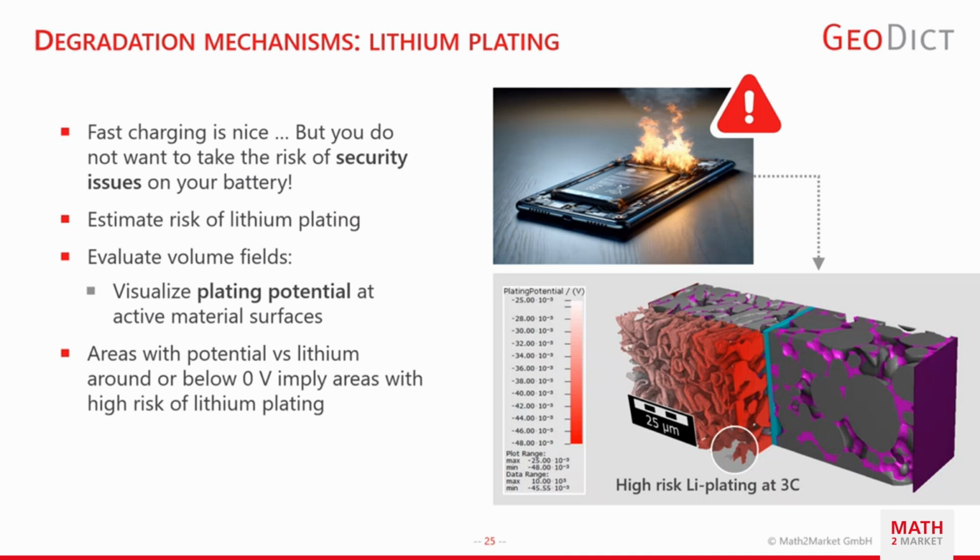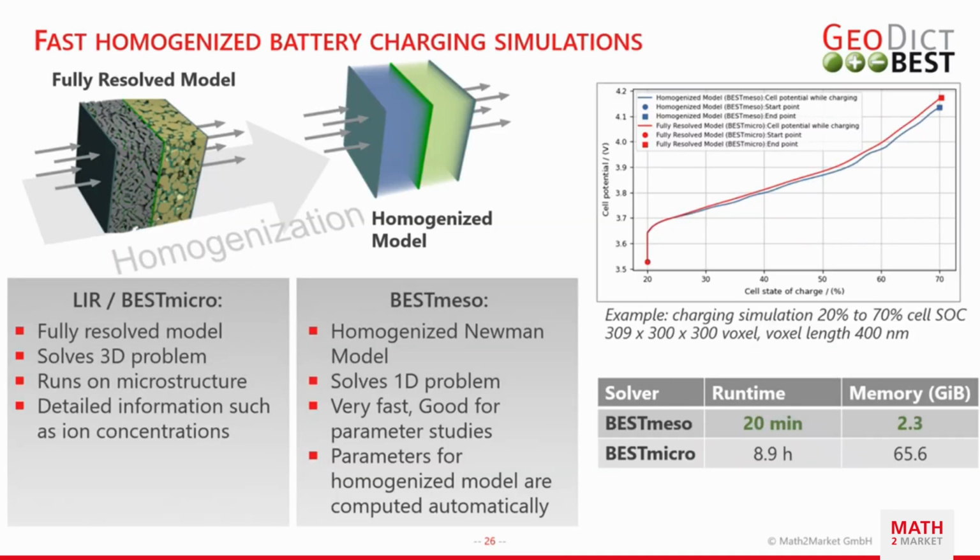Okay, so I showed you different possibilities to look at the details of the three-dimensional simulations of the batteries. And the question is now, how can you perform the electrochemical simulation with GeoDict? In general, we have two different models implemented inside of GeoDict. What I was talking about so far was the fully resolved model, so you do the simulation on the three-dimensional microstructure. We have two different solvers there, the LIR solver and the BestMicro solver.